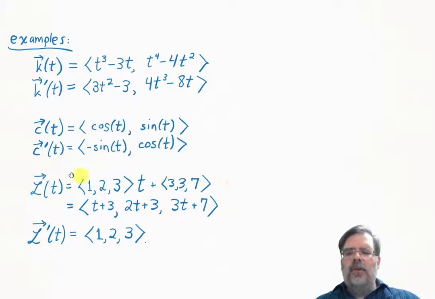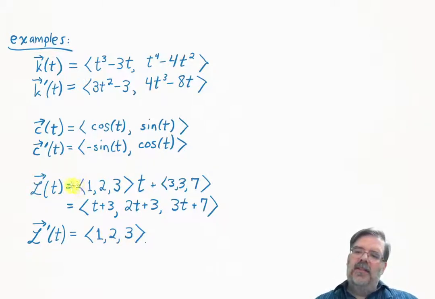What about the derivative of the equation of a line? One thing you could do is combine this expression by doing the scalar multiplication and the vector addition. So the equation of this line could be written as t plus 3, 2t plus 3, 3t plus 7, and then if you calculate the derivative of each part, you're just left with the coefficients of t, which is 1, 2, 3.